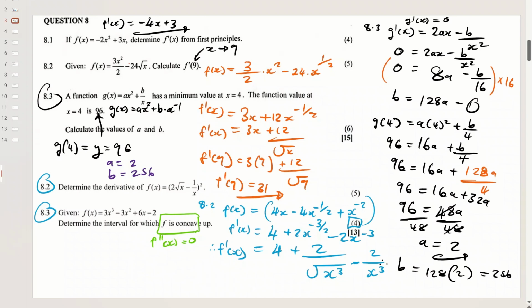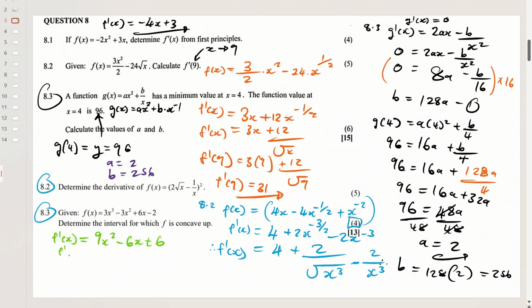When you hear about concavity, your second derivative is what? Is 0. So now let's take the first derivative. The first derivative is all about the minimum and the maximum. The first derivative: 3 times 3 is 9. I'm using the power rule. So minus 6x plus 6.